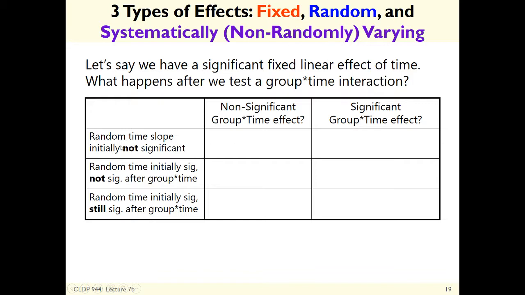So let's say that I initially did not have a random time slope, and I'm interested in testing whether groups differ in their change. If they don't, I'd still call the time slope fixed. Everybody gets the same. If group by time is significant, I have a new phrase to describe this, systematically varying. So systematically varying is a middle ground. We told you before that fixed is everybody gets the same, right? Random is everybody gets their own.